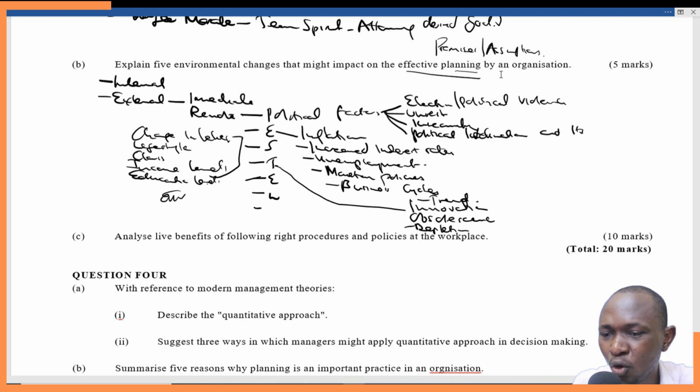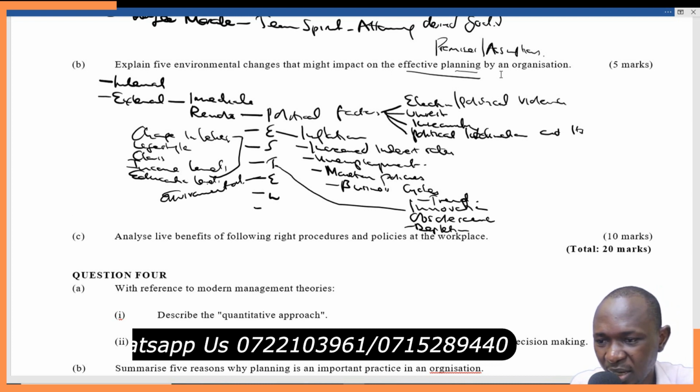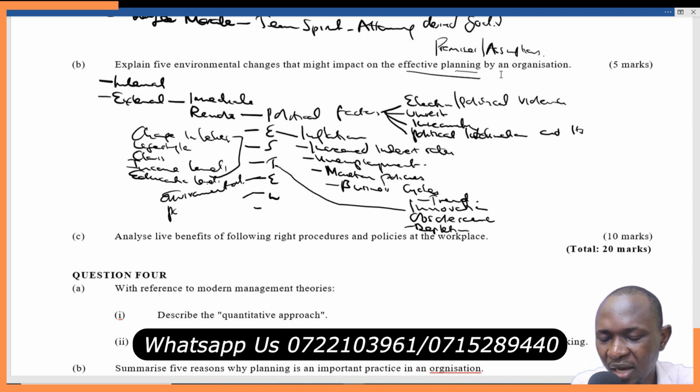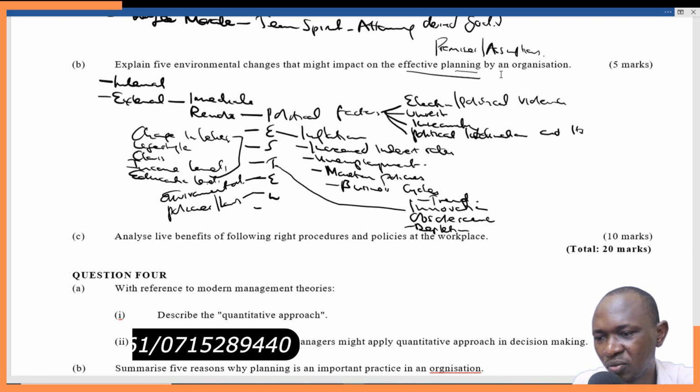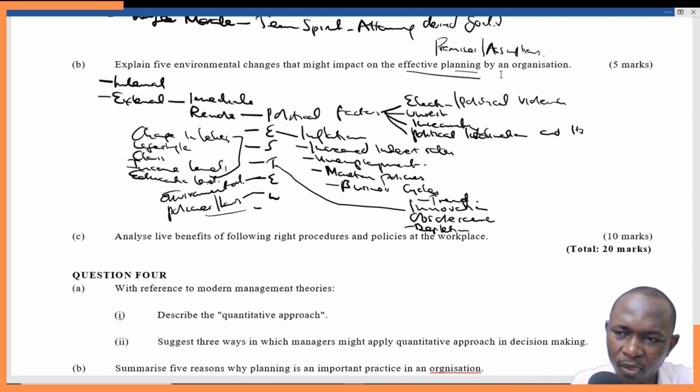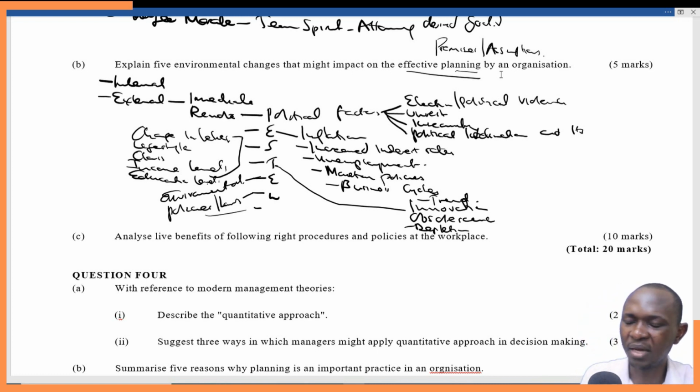Environmental factors, the laws, especially the laws. We have so many laws that might be against your plan. Legal factors, again, we have policies, we have laws that might affect you negatively. So, all these are points. They only want five environmental changes that might impact on the effective planning by an organization.